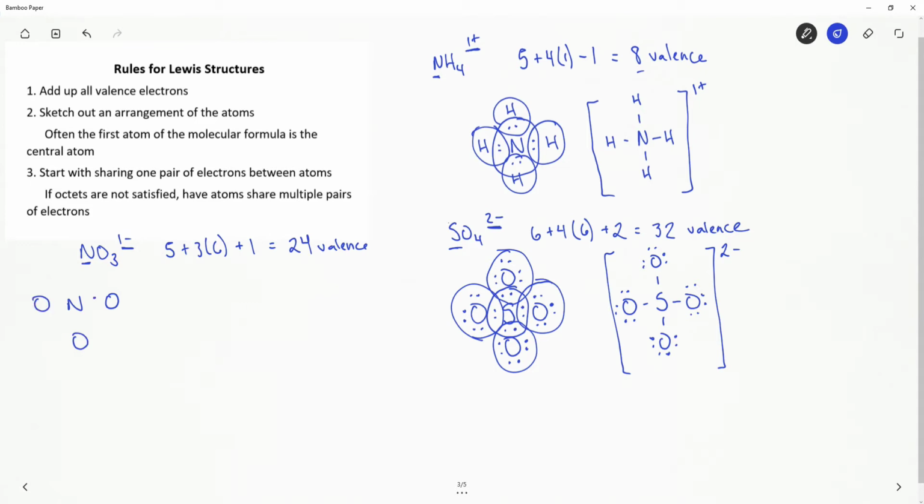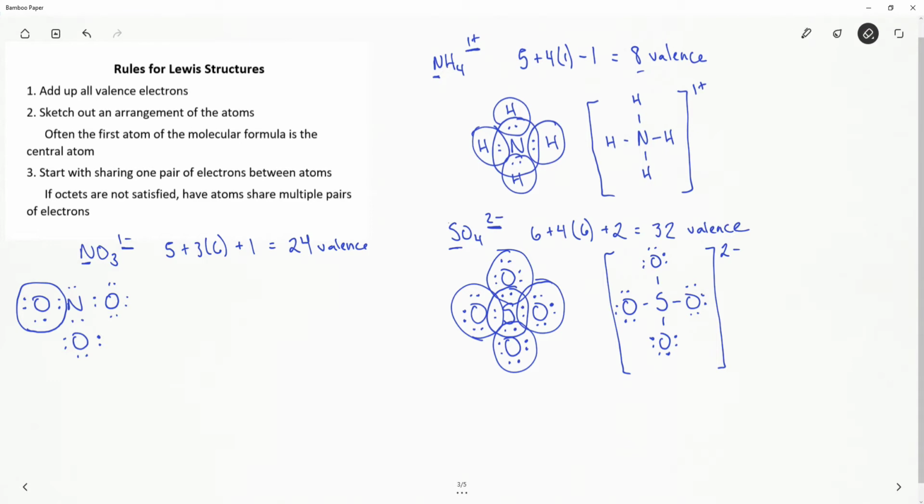I am going to start with single bonds between all atoms. Okay, so that's 6, 8, 14, 22. Okay, that's 24 electrons. And I can already see that this oxygen only has 6 valence electrons. Its octet is not satisfied.